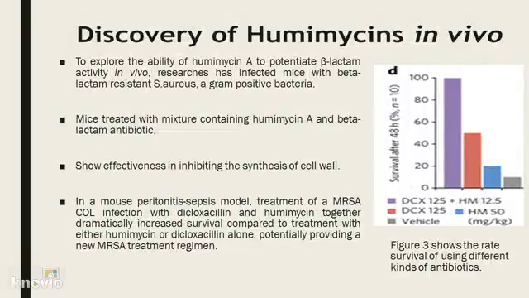The discovery of humimycins in vivo. To explore the ability of humimycin A to potentiate beta-lactam activity in vivo, researchers infected mice with beta-lactam resistant Staphylococcus aureus, a gram-positive bacteria. The mice were treated with a mixture containing humimycin A and a beta-lactam antibiotic. It shows effectiveness in inhibiting the synthesis of the cell wall. In a mouse peritonitis sepsis model, treatment of a MRSA infection with dicloxacillin and humimycin together dramatically increased survival compared to treatment with either humimycin or dicloxacillin alone, potentially providing a new MRSA treatment regimen.